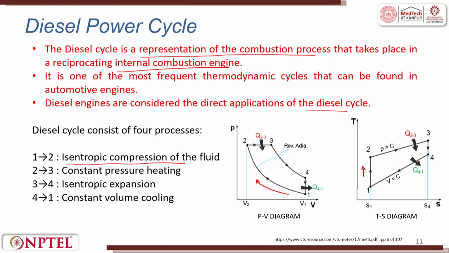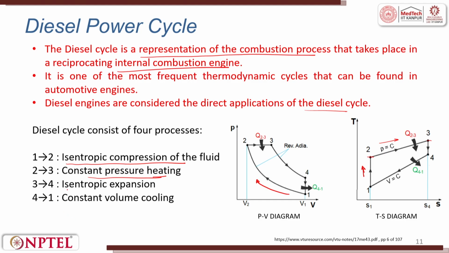Then the process 2 to 3 is constant pressure heating. When we say heating, the temperature rises. When the temperature is rising from 2 to 3, you can see the difference of temperature between stages 2 and 3 in the TS diagram, but the pressure is constant at stage 2 and stage 3.